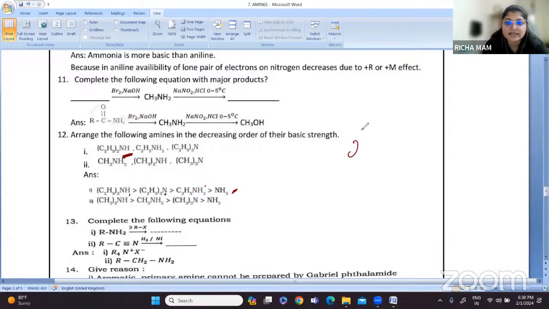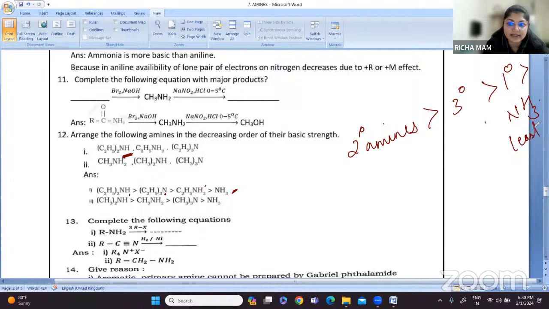So remember that secondary amines are more basic. Then the tertiary, because there is steric hindrance, and then comes your primary amine, and then comes your ammonia. So ammonia is the least basic, and this is the most basic. Fine.